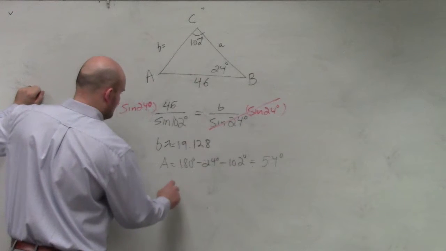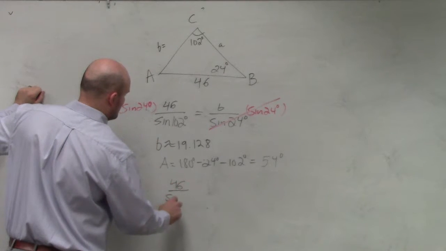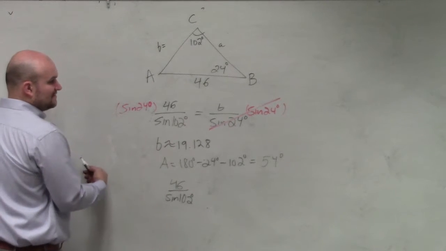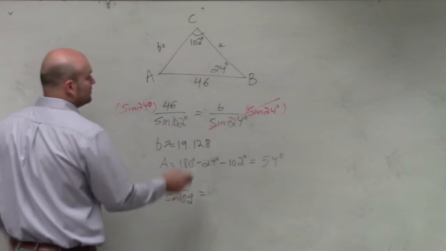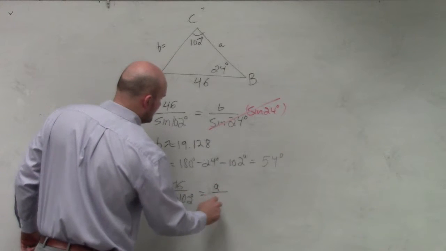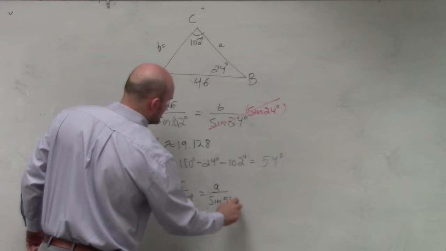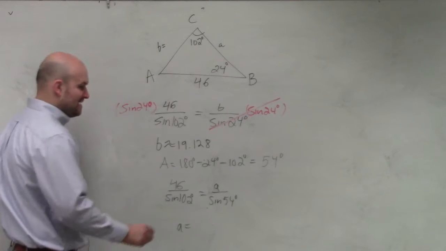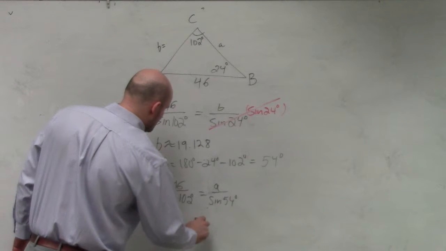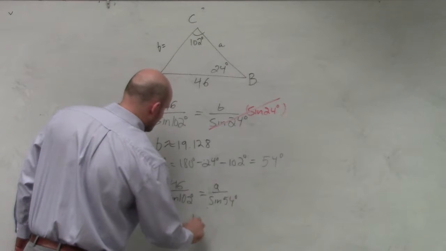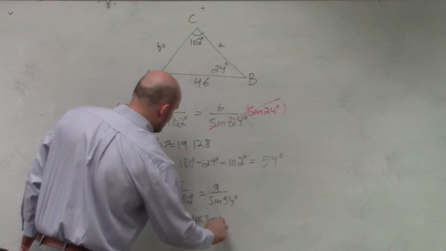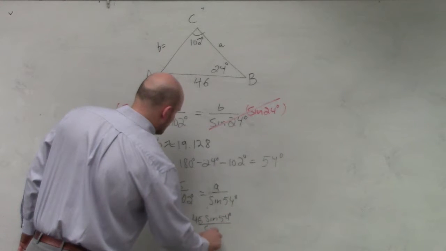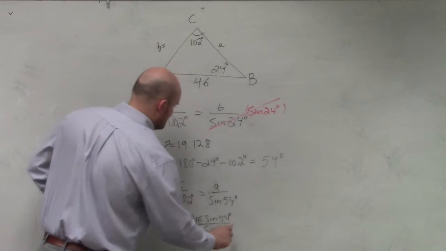So again, I'll do 46 over the sine of 102 degrees, which is C over sine of C, is equal to A over the sine of 54 degrees. And then, A equals, or you could write it like this, 46 times the sine of 54 degrees. Doesn't really matter what order you multiply them in, divided by the sine of 102 degrees.